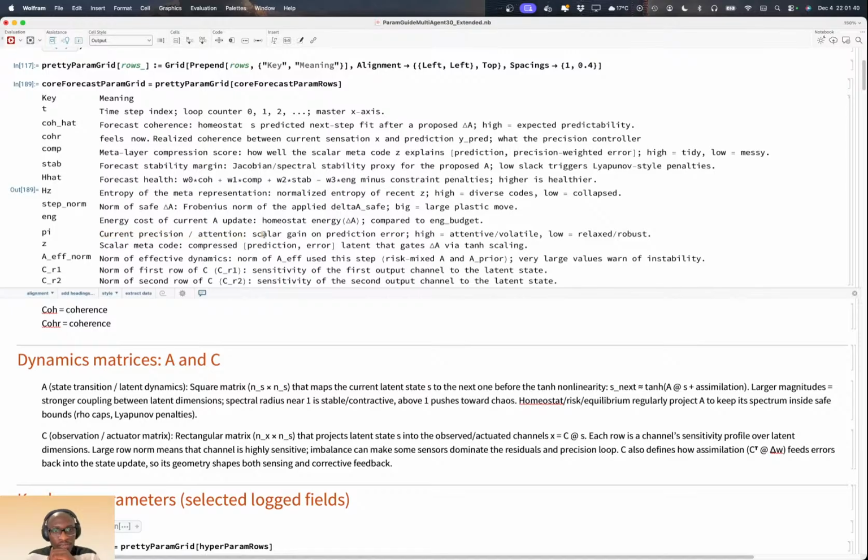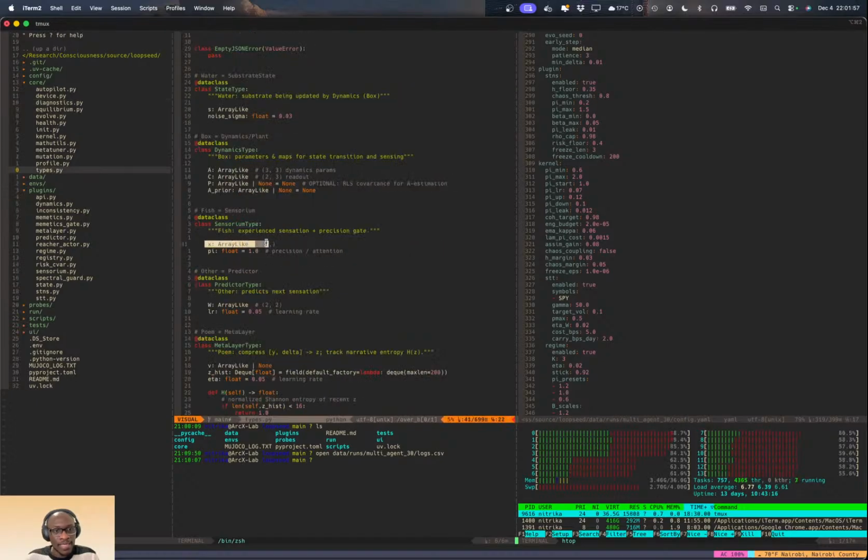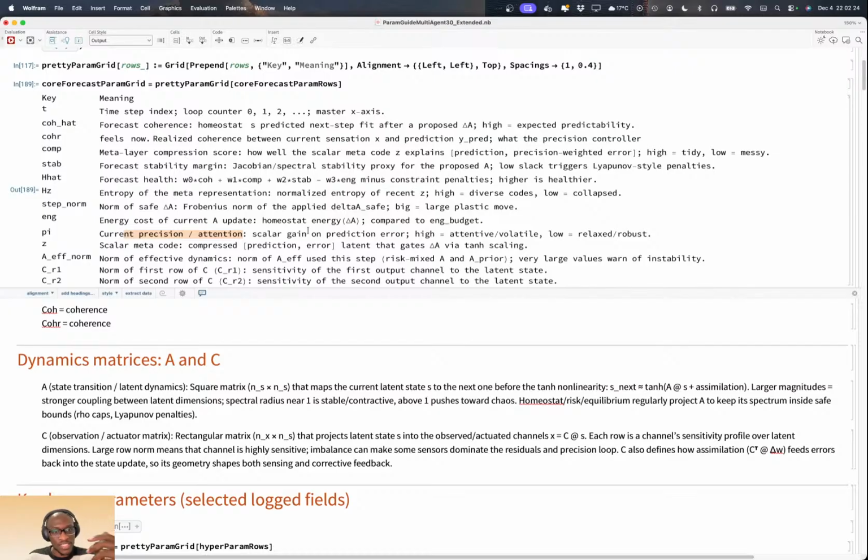So precision, pi. We were talking about pi sense, the sense of the system, what it's looking at, what the fish is looking at. And pi is how it's focusing on it, how much attention it's putting on that thing, on X, if you like. So pi is precision, attention, and this is the scalar gain on prediction errors. So how much are the errors gained?